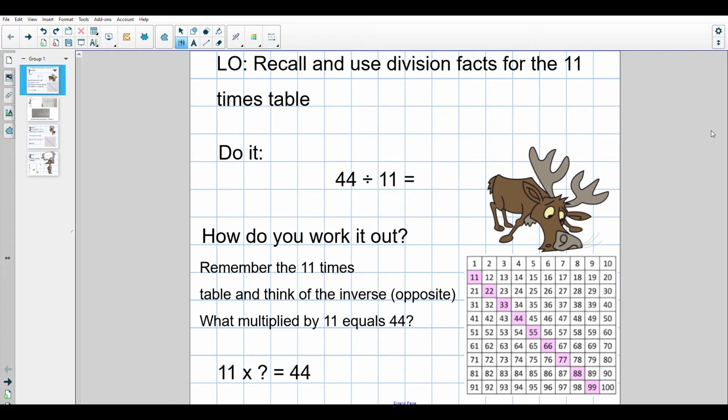Good morning, everyone. Today in our maths lesson, you are going to learn to recall and use division facts for the 11 times table. So for your do it, you are going to have lots of division number sentences.